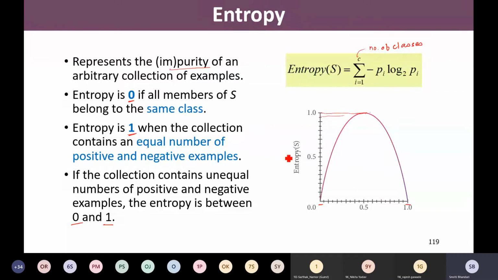the relation between the number of examples belonging to a particular class in the data set and the entropy of the data set. So how are we going to compute this entropy? This entropy is computed using this formula: summation over i equal to 1 to C of minus Pi log of Pi to the base 2. So entropy basically determines the purity of an arbitrary collection of examples.